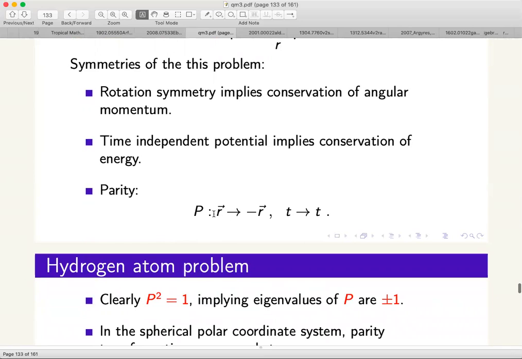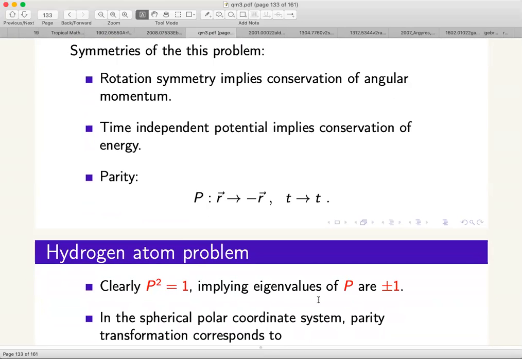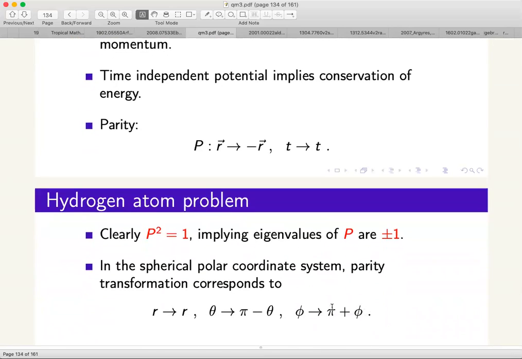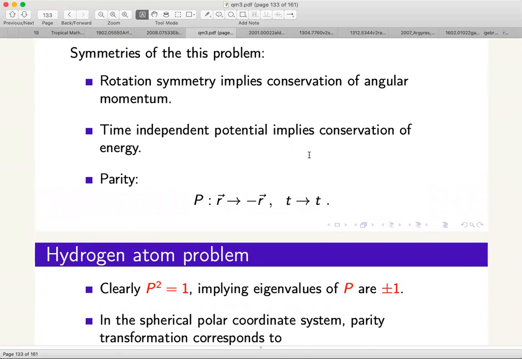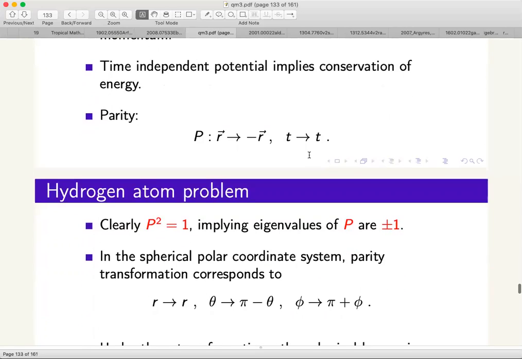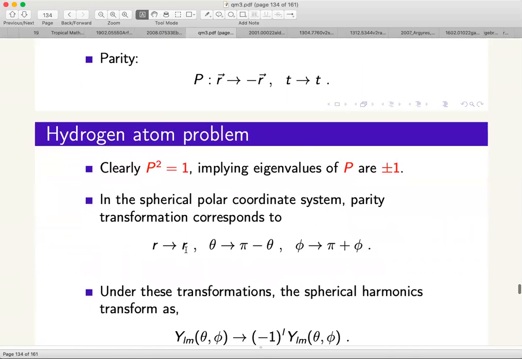Since the parity transformation squares to identity, parity would have plus or minus 1 eigenvalues, and this is something we have already studied, say, in the harmonic oscillator in non-relativistic quantum mechanics. We will use this fact to classify states which are parity even versus parity odd. In the spherical polar coordinate system, which is what we will use because if there is a rotational symmetry that is a coordinate system in which the problem becomes simpler, the parity transformation corresponds to R going to R, theta going to pi minus theta, and phi going to phi plus pi, excuse me.